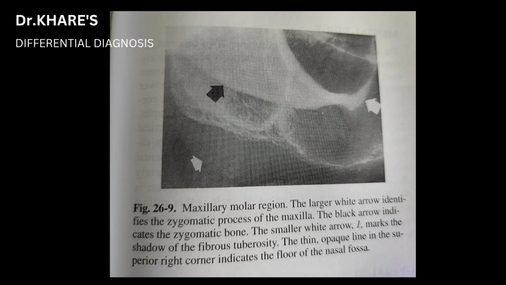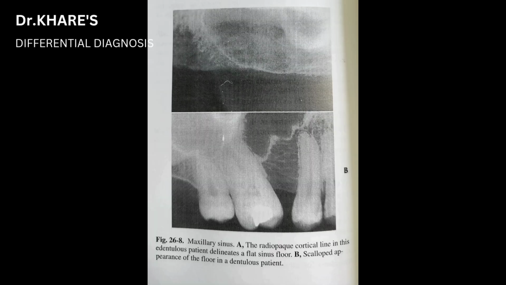This is the maxillary radiograph of the maxillary molar region. The larger white arrow identifies the zygomatic process of the maxilla. The black arrow indicates the zygomatic bone. The smaller white arrow marks the shadow of the fibrous tuberosity. The thin opaque line in the superior right corner indicates the floor of the nasal fossa.